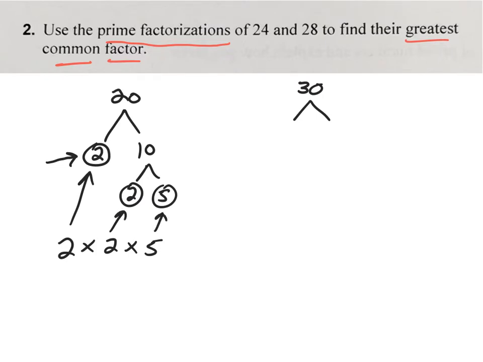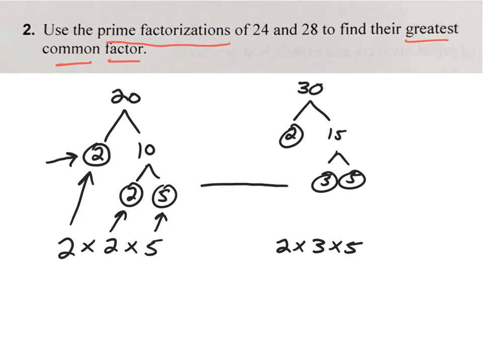Let's do the same thing to 30. 2 times 15, and 3 times 5. So what we're left with is a string that's 2 times 3 times 5. To find the greatest common factor, let's write our strings up on this line. We need to find the common factors shared, and I'll show you how to do that.